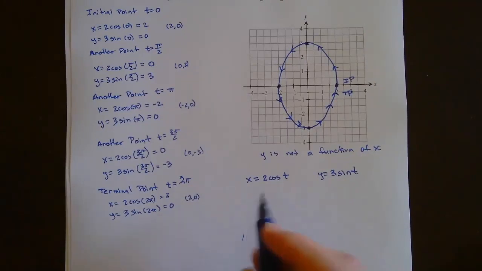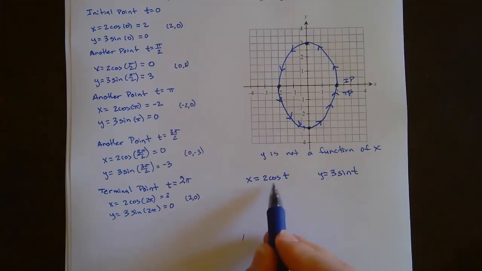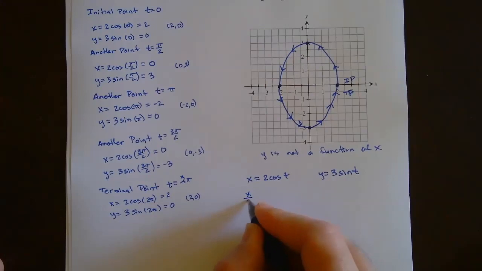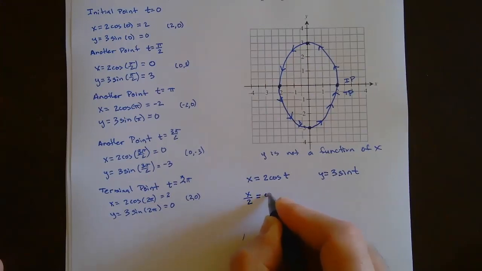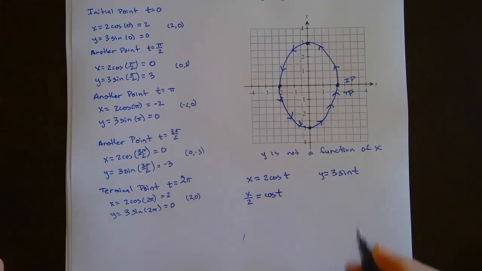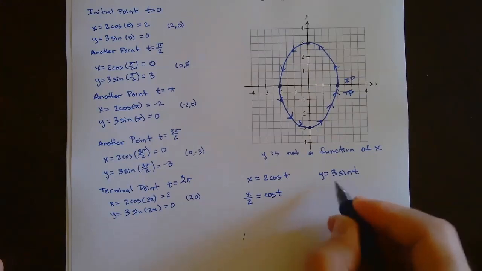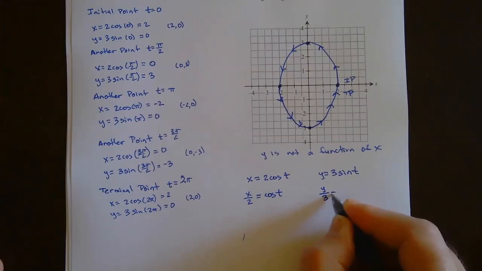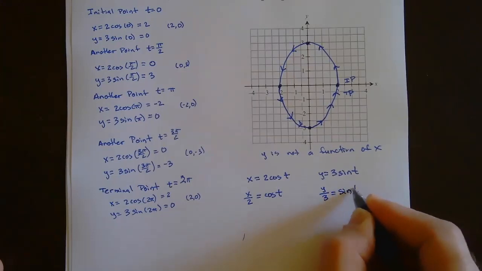It's hard without showing an example of this, what we can do. So what we can do here is divide both sides by 2, and that would give me x over 2 is equal to cosine of t. And over here, I'm going to divide both sides by 3. So that would be y over 3 is equal to sine of t.